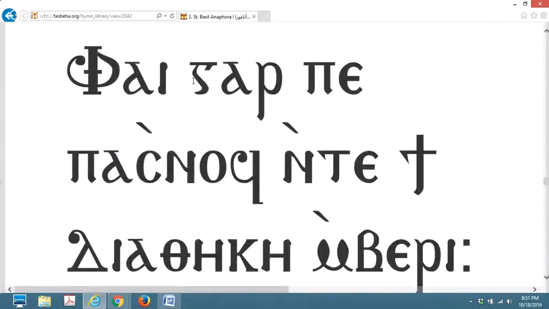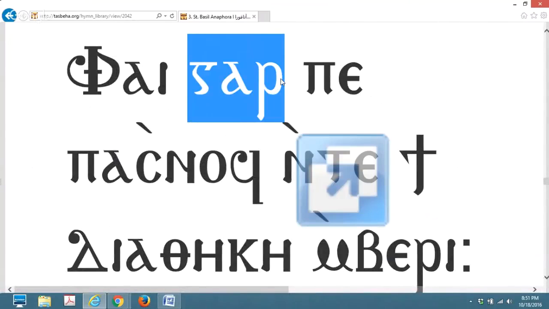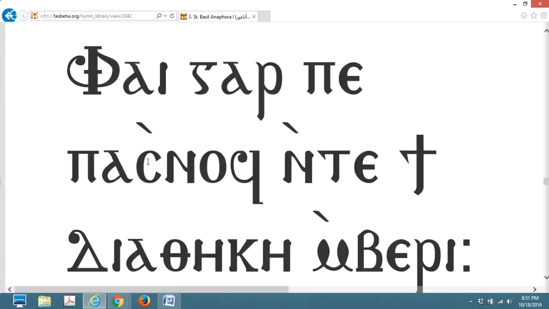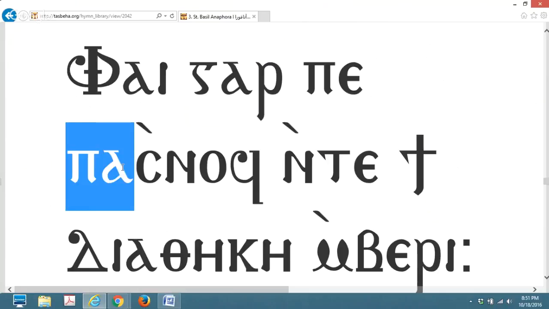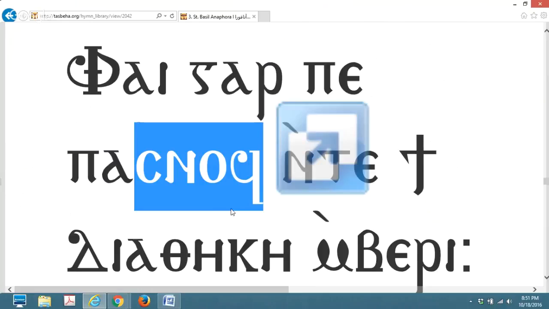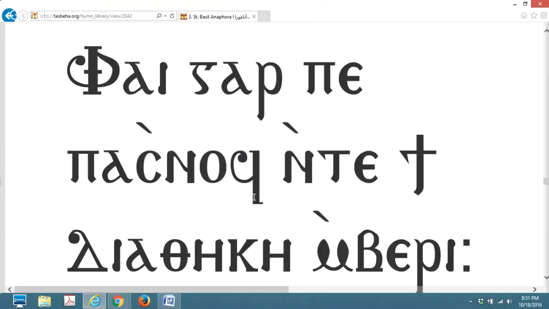Phai ghar, remember ghar is the Greek particle just meaning for. So phai, this is the near demonstrative pronoun, that means this. And then pe basically means like is. So this is. For this is. Then you got the possessive adjective, my, that's a masculine. Snof means blood. For this is my blood.